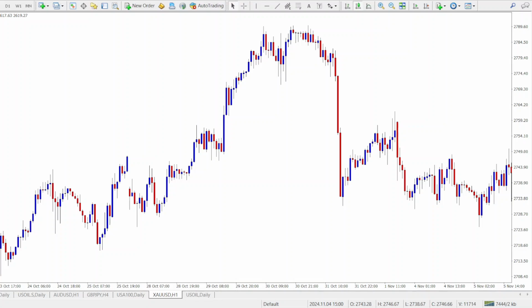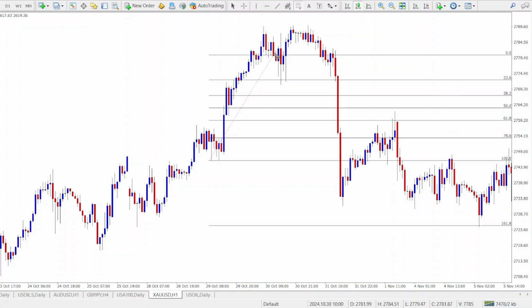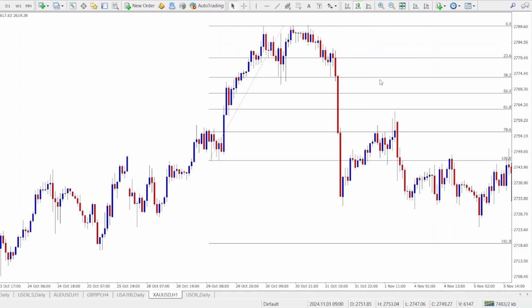All right, now let us talk about the Fibonacci retracement tool. You've probably heard of it. It's a favorite among traders because it's all about identifying key levels in the market. So I'm just going to be drawing the Fibonacci retracement tool first. This is the Fibonacci retracement tool, right?